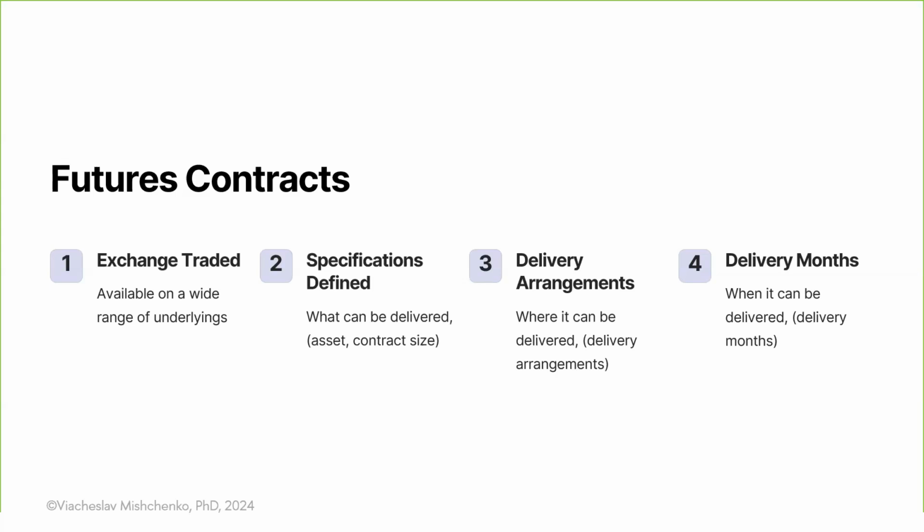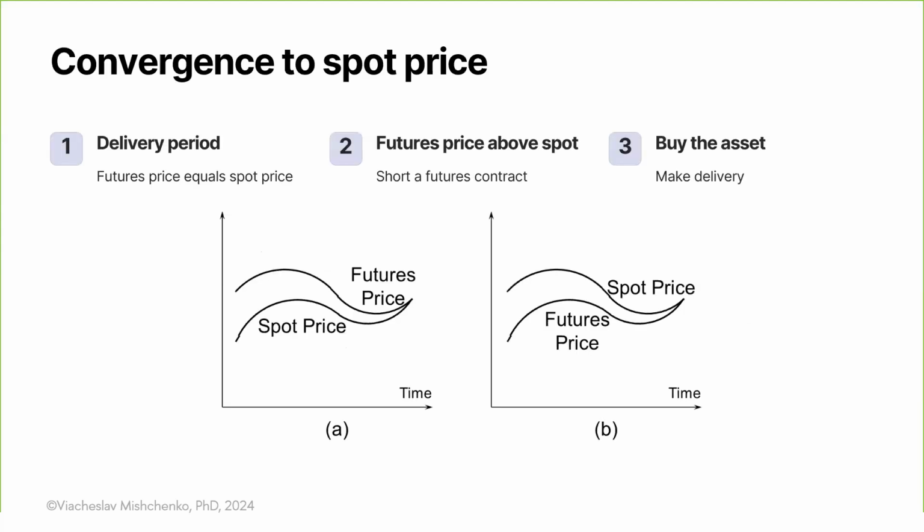One unique aspect of futures is its daily settlement, or marking to market. This usually means gains and losses are calculated and paid out daily, which can affect cash flow and margin requirements as well. A fascinating aspect of futures contracts is how they converge to the spot price as we approach the delivery date.